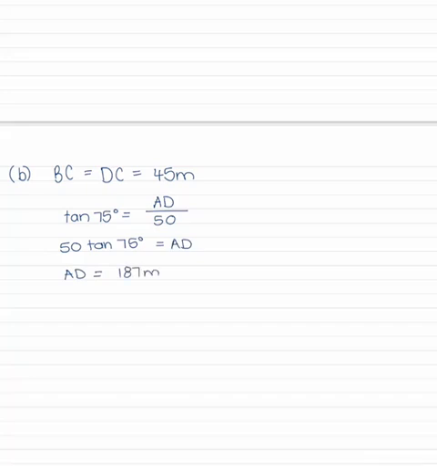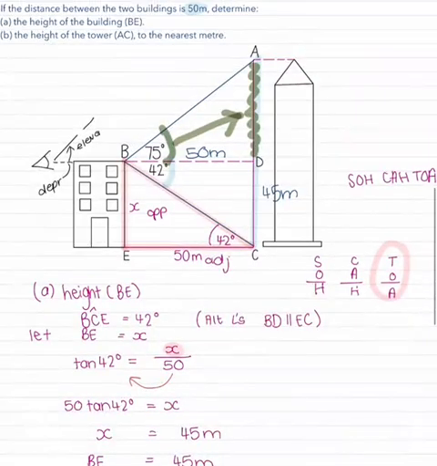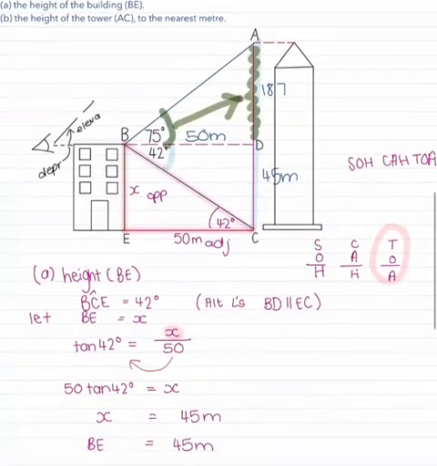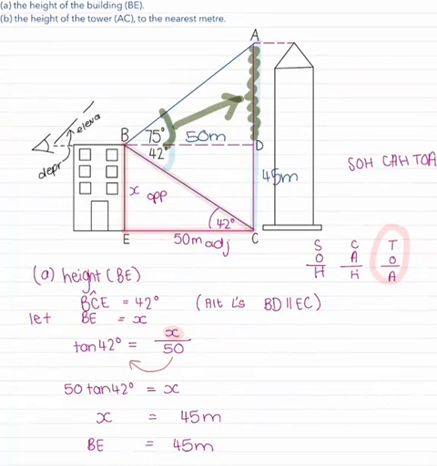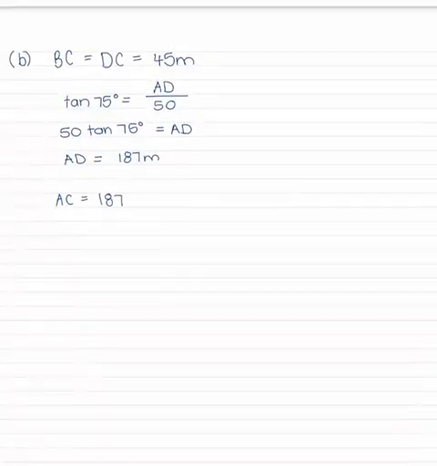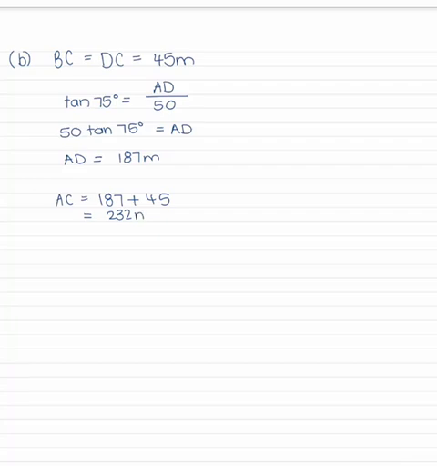Now be very careful. That 187 only represents this top portion of the building. So we actually need to add both of those together to get the total length of the building. So therefore, our total length of AC is equal to that 187 plus the 45, which then gives us 232 meters. And that's the height of the tower.